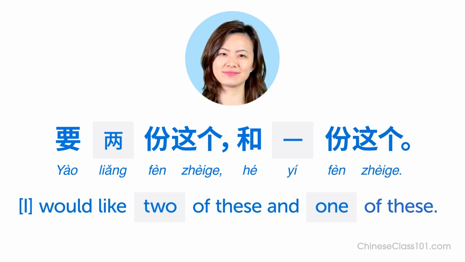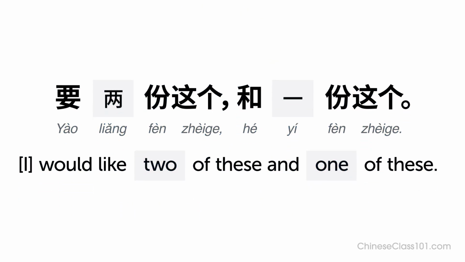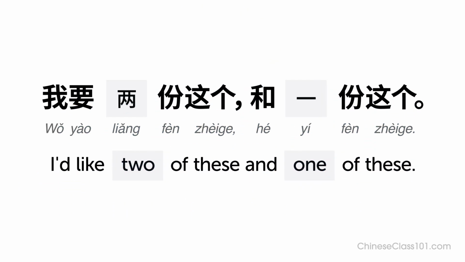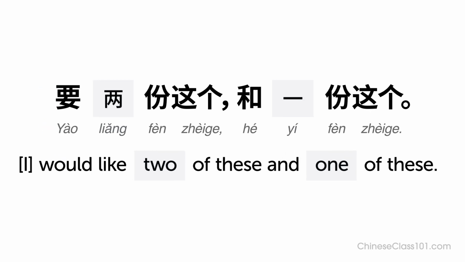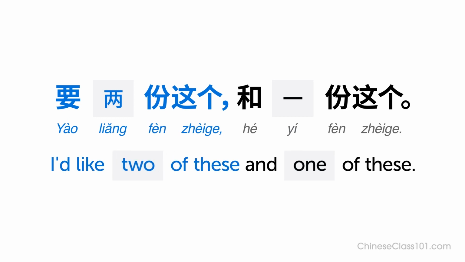I would like two of these and one of these. First is 要, a shortened form of 我要, I'd like. The speaker omitted the subject 我, I, and used only the verb 要, would like. 要两份这个, I'd like two of these. When pointing out multiple items, you can join them with the conjunction 和, meaning and.